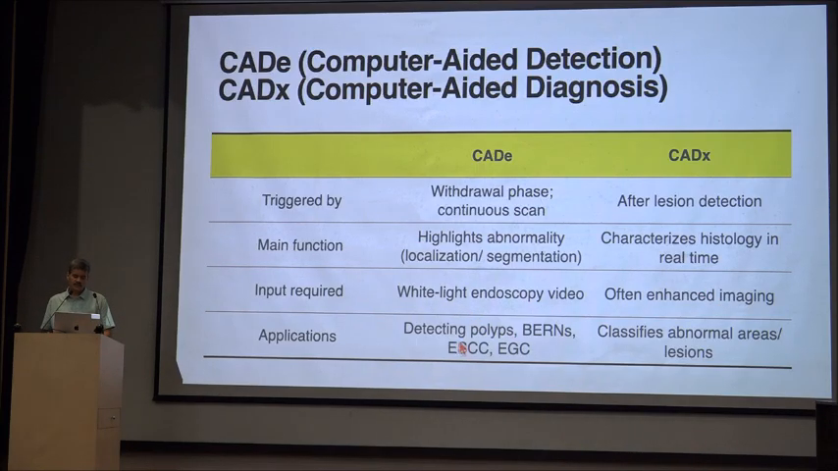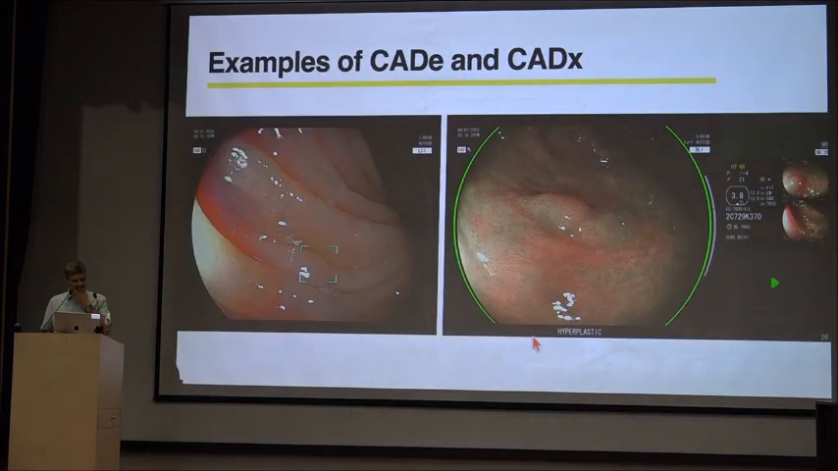Applications for detection are detection of polyps in the colon, Barrett's esophagus-related neoplasia, esophageal squamous cell carcinoma, and early gastric cancer. This is where this technology is shining, and I'll show you. And CAD-X will classify these abnormal areas. It will tell you whether the Barrett's is dysplastic or non-dysplastic, what is the depth of squamous cell carcinoma, and so on.